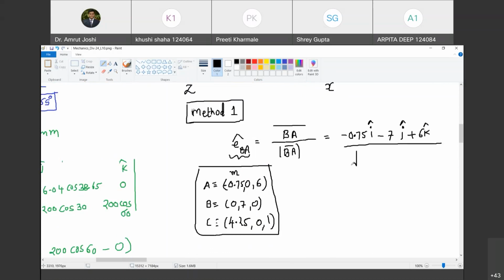What is its magnitude? Magnitude of that vector is going to be 0.75 squared plus 7 squared plus 6 squared, and square root of that. Happy? Yes, sir. Okay. So we have now found the unit vector directed along BA. Now can you find these coefficients? Minus 0.75 divided by the denominator, minus 7 divided by the denominator, and 6 divided by the denominator? Tell me how much it is, one by one. Whoever gets it first, tell the answer. Then I need one independent confirmation. I will also do it with you.